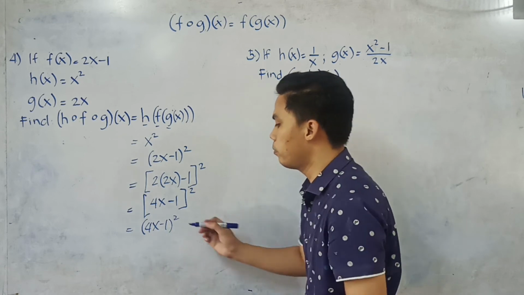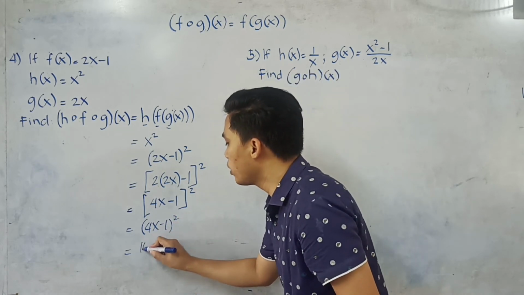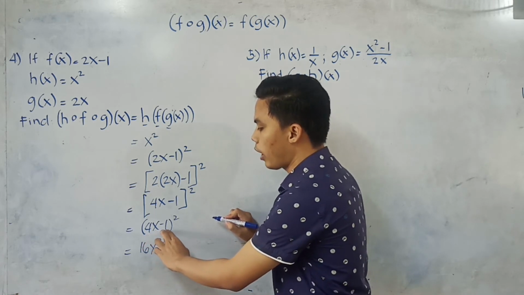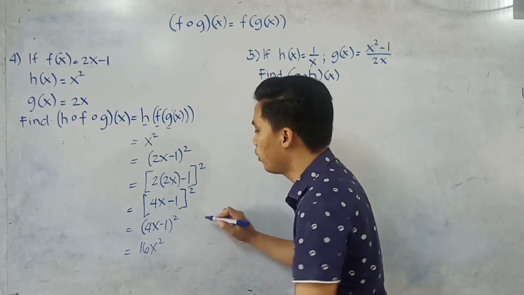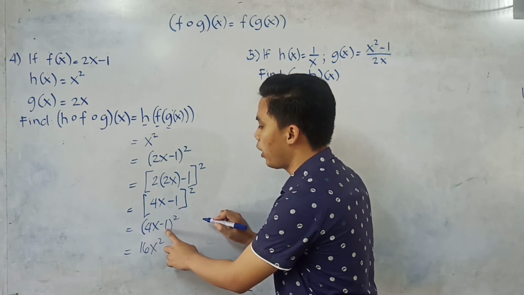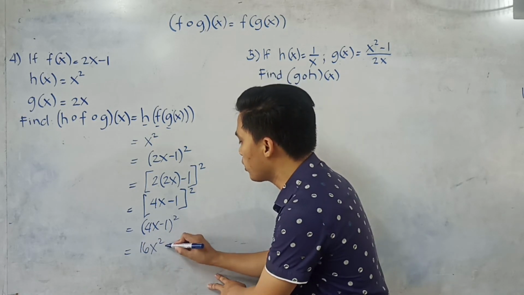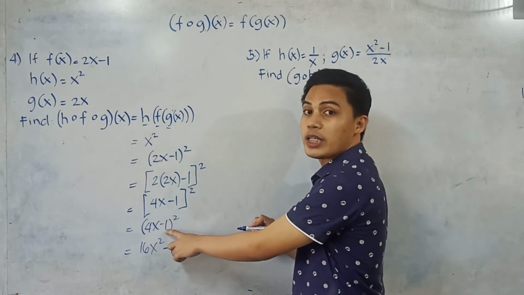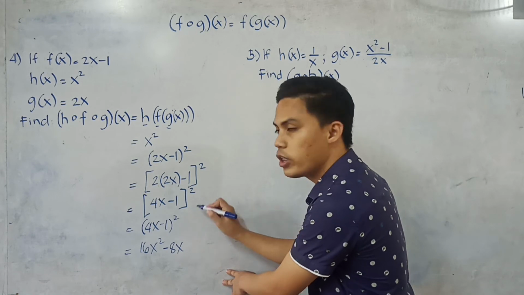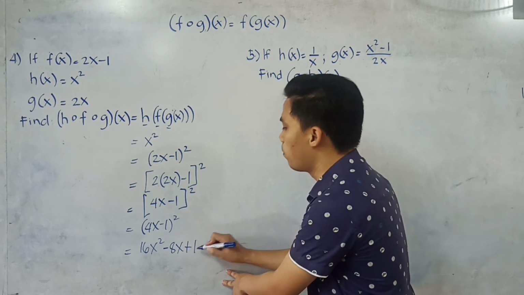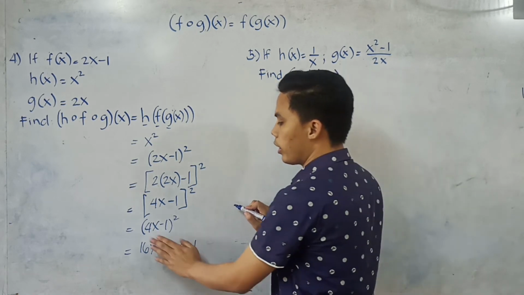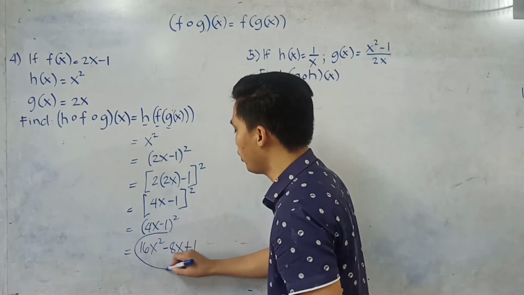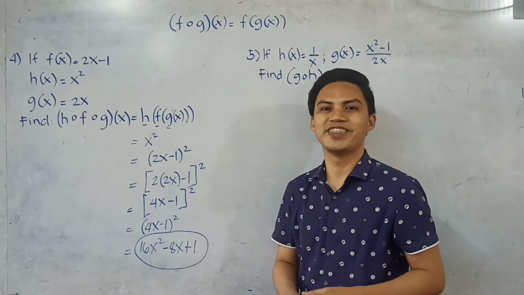Square the first term. You will have 16x squared. 4x, first term times second term times 2. You will have 4x times 1, that is 4x times 2. That is negative 8x. Then square the last term. You will have negative 1 squared is positive 1. Okay. Hindi na tayo makakombine yung similar terms kasi different sila. Therefore, this is our final answer.